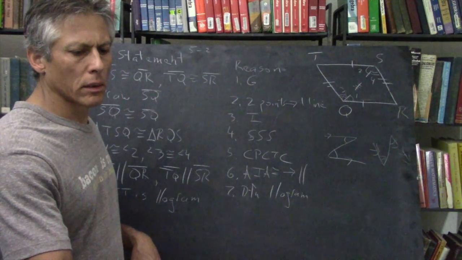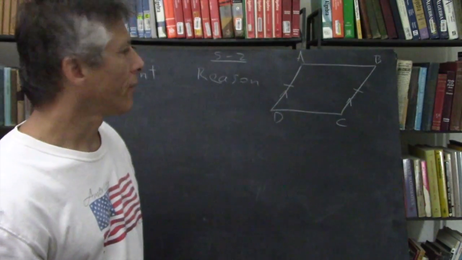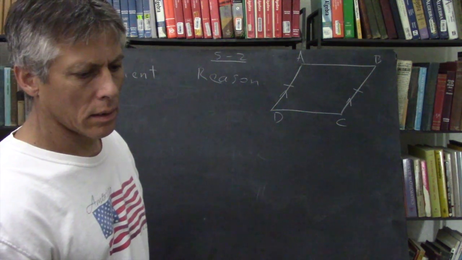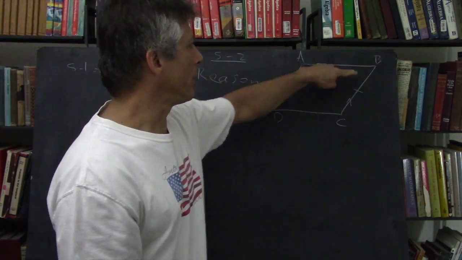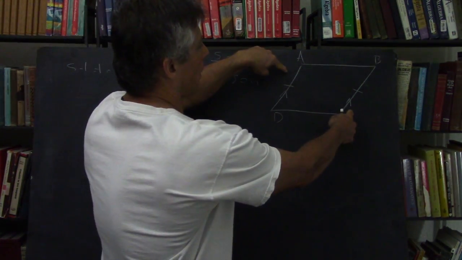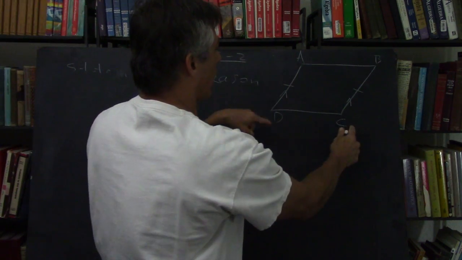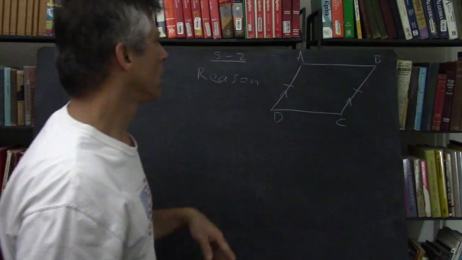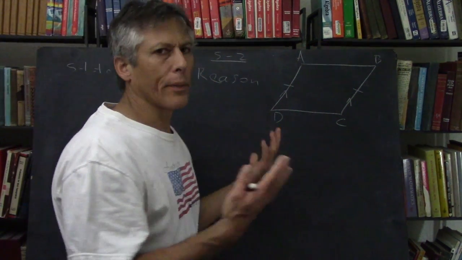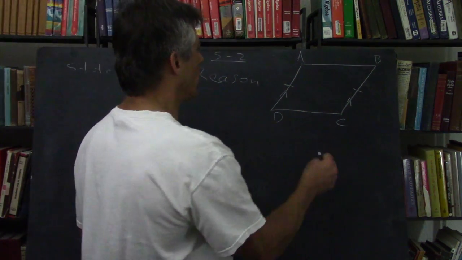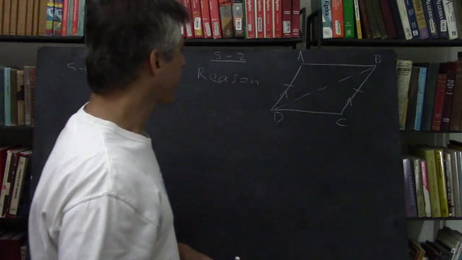Theorem 5.5. Now, Theorem 5.5 says that if one pair of sides, notice AB and BC is a pair. So one pair of sides, not both pairs, not this pair and this pair, but if one pair of sides is parallel and congruent, then it's a parallelogram. So let's think about what we're going to do. Probably we got to make a triangle again, because that's what we've been doing every other time. So if we have a line right here, an auxiliary, a diagonal.